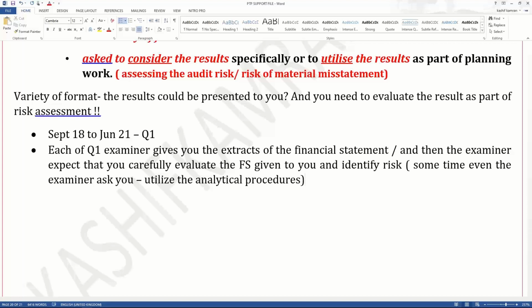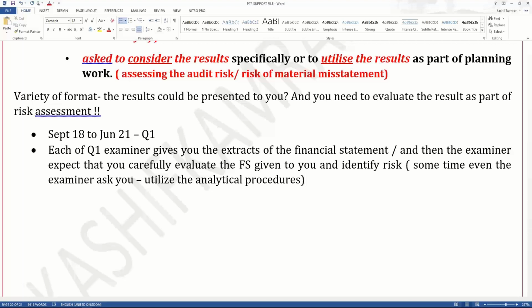And was the examiner expecting us to identify the trends from the data, identify the ratios from the data, and where possible, convert them to a method which may cast doubt? So finding balance sheets and income statements in the past paper, whether in full form or part form, is nothing unusual. Even the examiner asking you to utilize the analytical procedures in the past paper is nothing unusual.